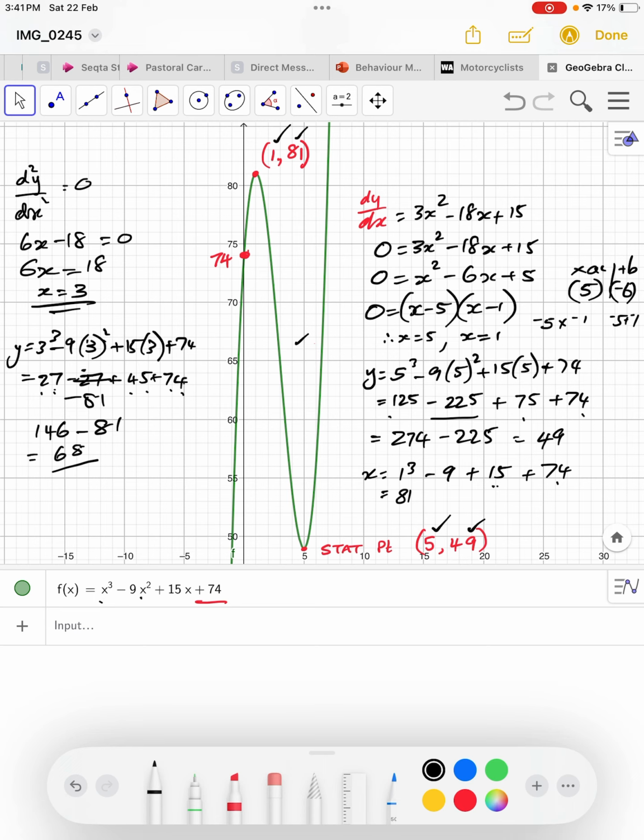So I had my eye out. It really is happening here, at 65. Okay, and that's the point of inflection.